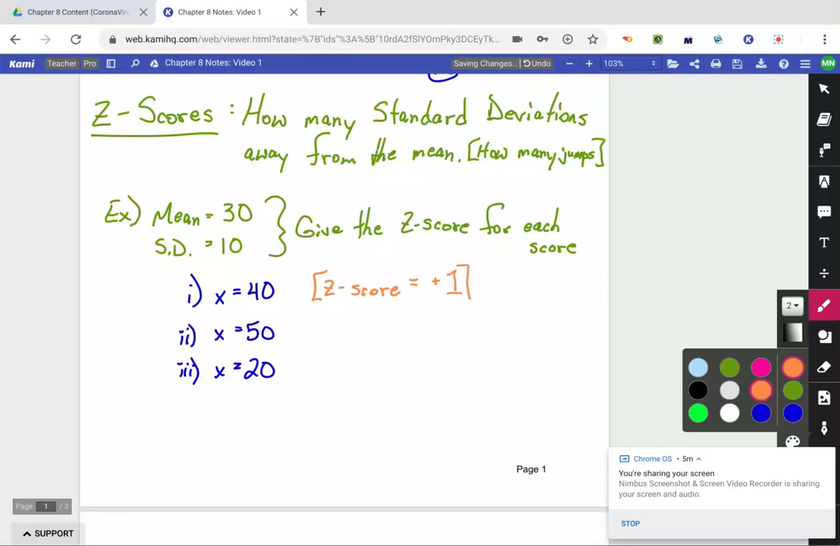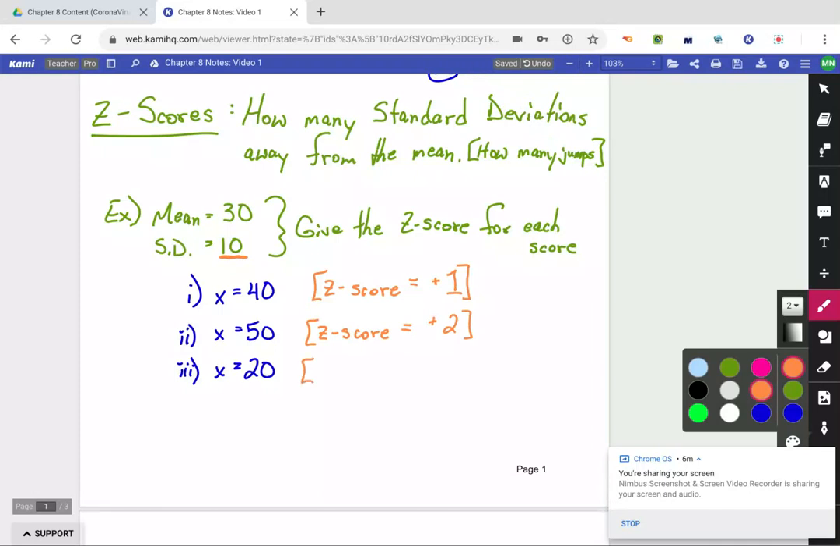And so in this case, we'd say the z-score is positive 1, right? Meaning that we went one jump up because it's positive. Same thing on the second score, right? The z-score for the number 50 in this scenario. Well, how many times did we have to jump 10 units, right? The standard deviation is 10. How many times did we have to jump that amount from 30, our starting point in the middle, to get to 50? Well, we had to jump 2 times. So the z-score here is plus 2.